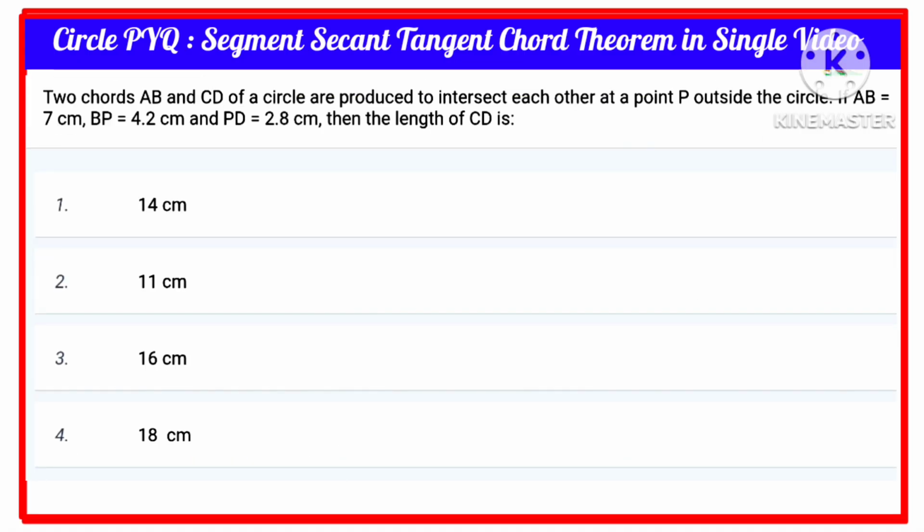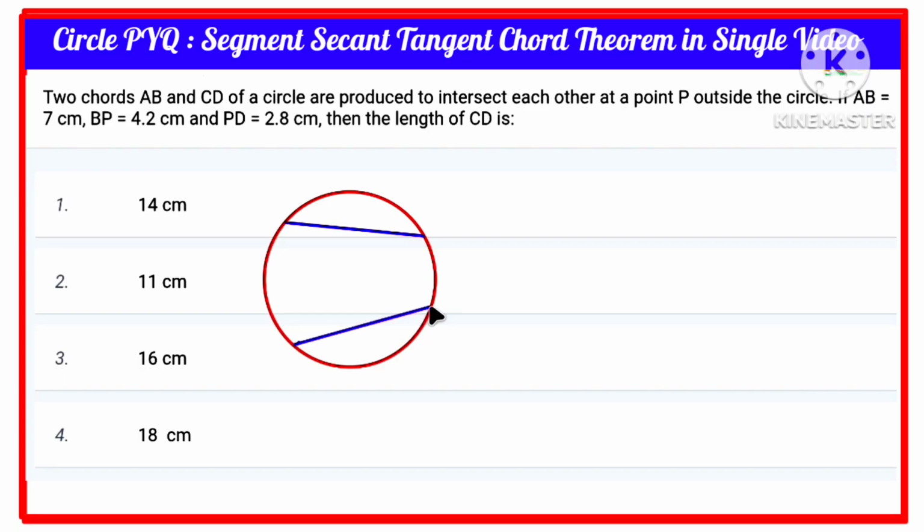My dear students, this particular question is one of the trending questions. You will definitely get this particular question in any of the sets. So let us see what is given in the question. Two chords A and B of a circle are produced to intersect each other at a point P outside the circle. So let this one be a circle. According to the question, there are two chords. So let this be AB chord and let this one be CD chord.